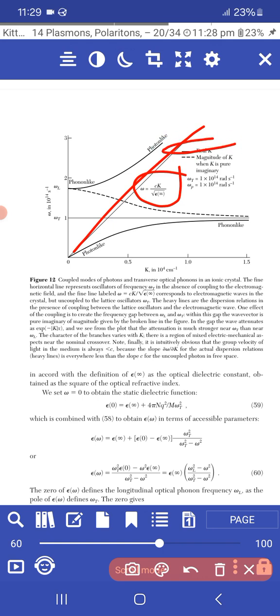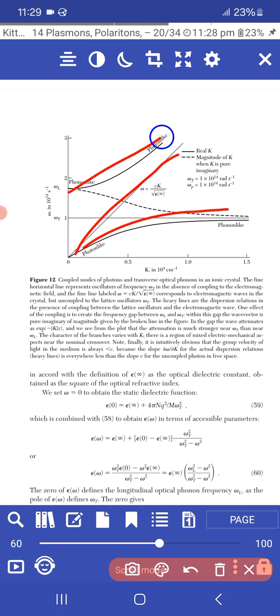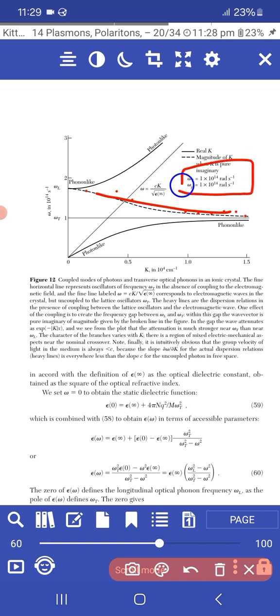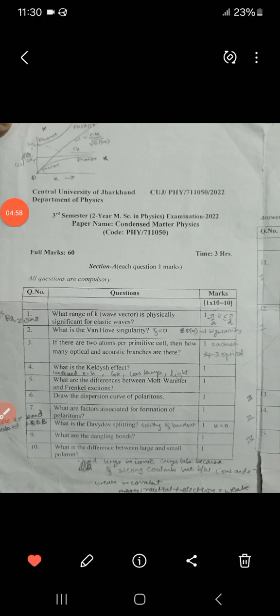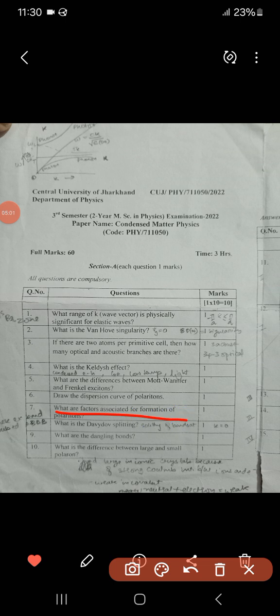Real values of k are these lines, and the magnitude of k when k is imaginary is here. Omega T is of the order 10 to the power 14 radian per second. What does that mean? So here, what are the factors associated with the formation of polaritons?